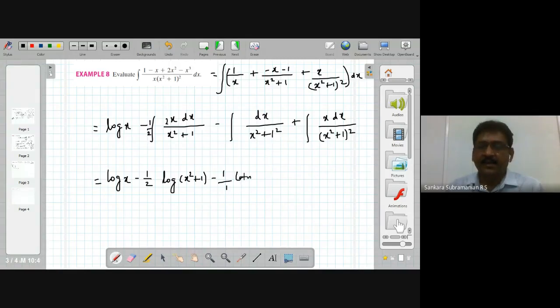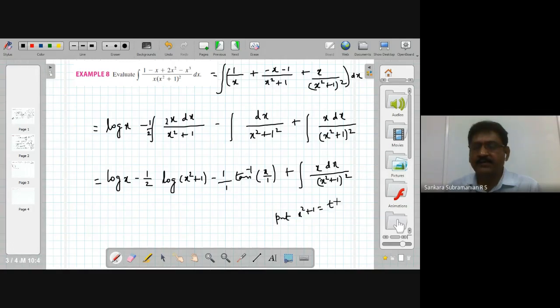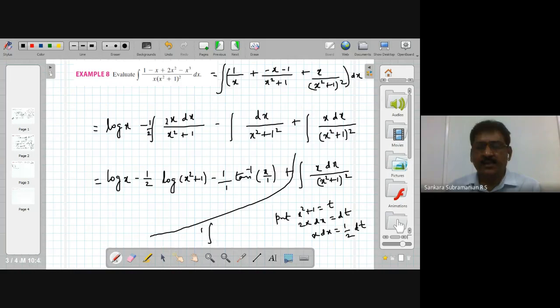1 by a tan inverse x by a, and this is something to be worked out with your usual substitution. This is x dx by x square plus 1 the whole square. Put x square plus 1 equal to t. 2x dx becomes dt. So x dx can be written as 1 by 2 times dt. So I can cut this integral and do it separately. So 1 by 2 taken out, and x square plus 1 can be written as t square.